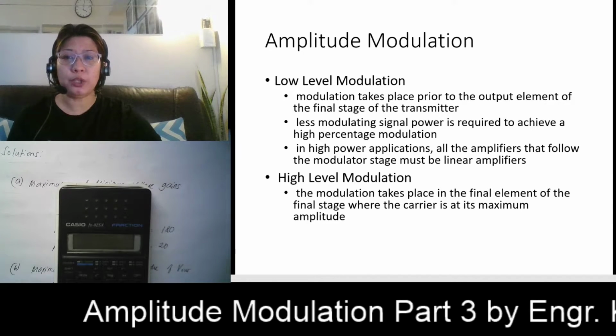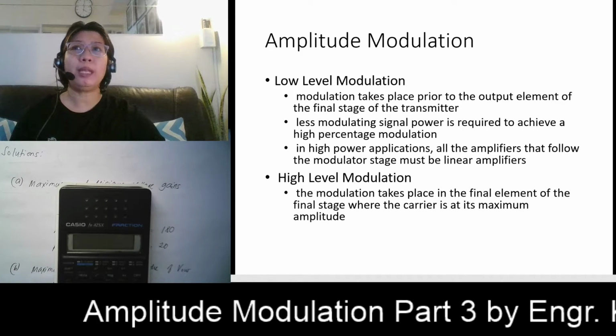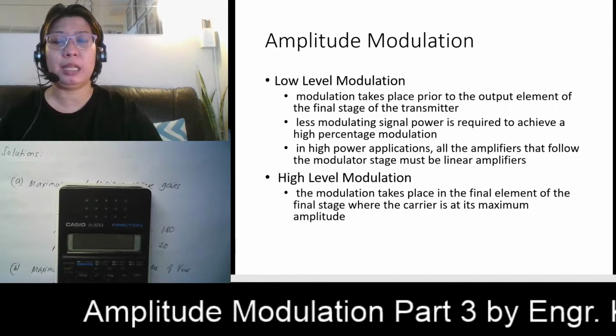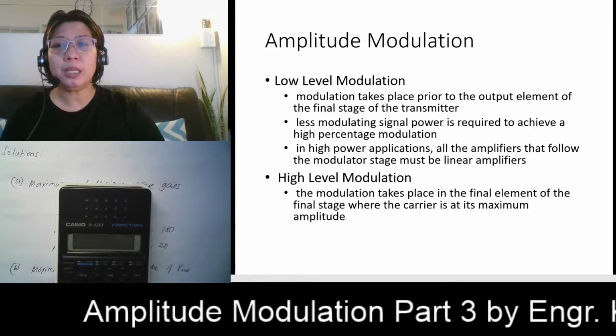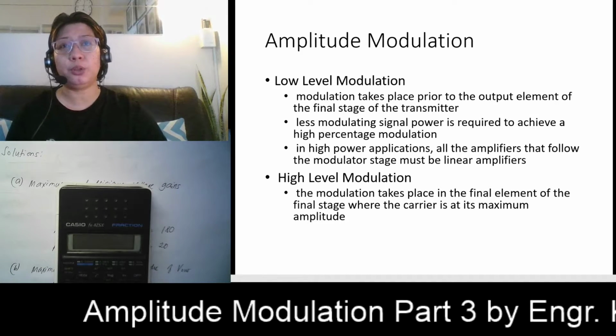In amplitude modulation, we have two types: the low level modulation and the high level modulation. So what is the main difference between the two? The location in a transmitter where modulation occurs determines the type of transmitter.